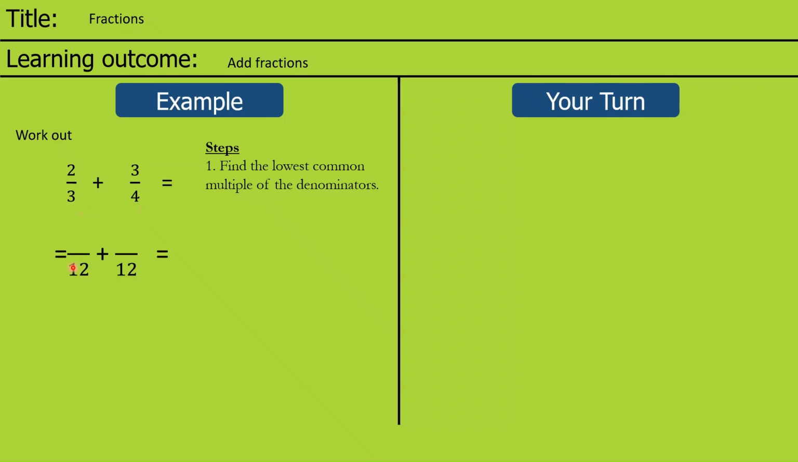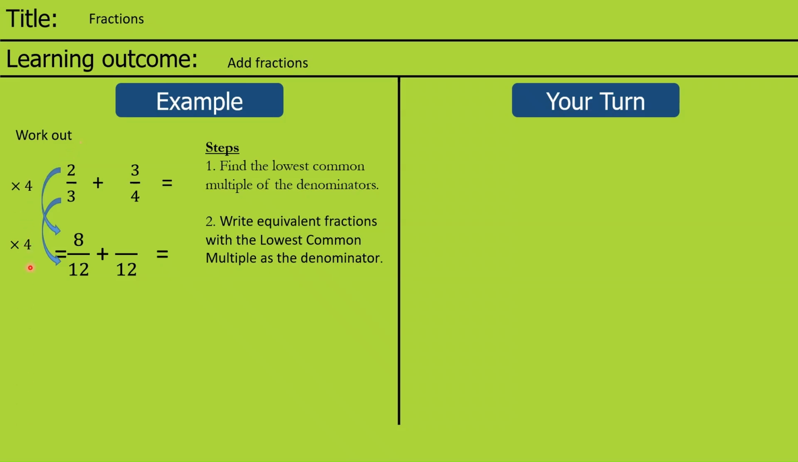That number is 12. Now what can I multiply by 3 to get 12? That's 4. 3 times 4 is 12. Remember, we have to multiply the numerator by 4 as well. Therefore, our equivalent fraction for 2/3 is 8/12. Let's look at our next part.